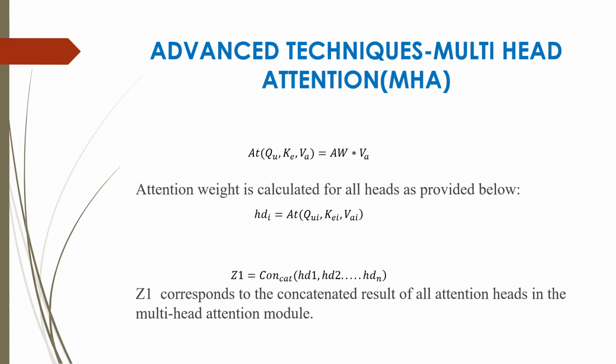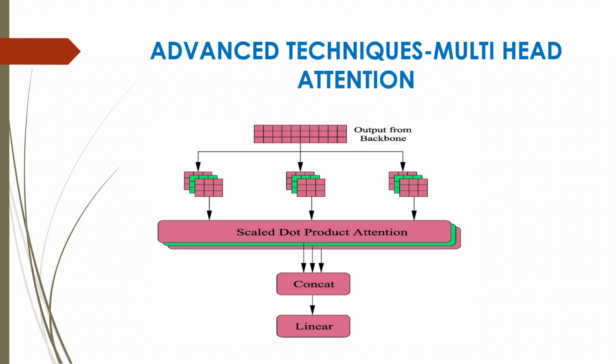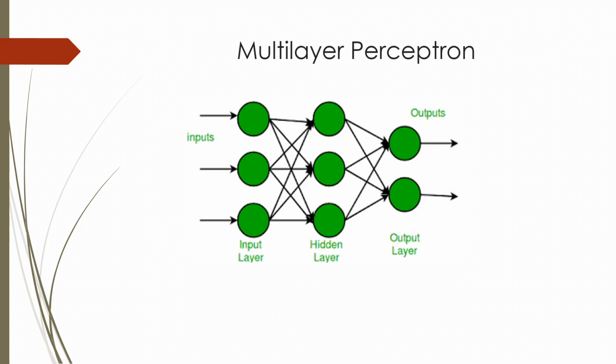Based on this formula we can calculate it. Then we need to calculate the attention weight for all the heads, and finally combine all the heads to generate the final outcome. This is the overall architecture of the multi-head attention. First we receive the output from the backbone, then those values are combined, then scaled dot product attention is applied, and then we concatenate all the inputs.